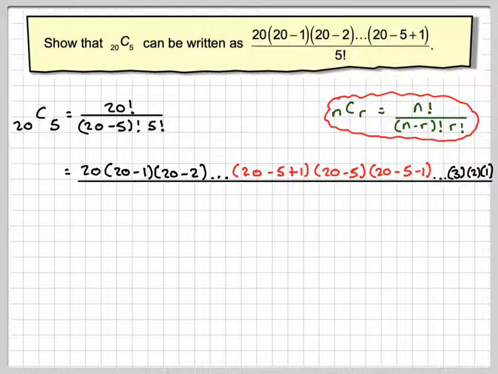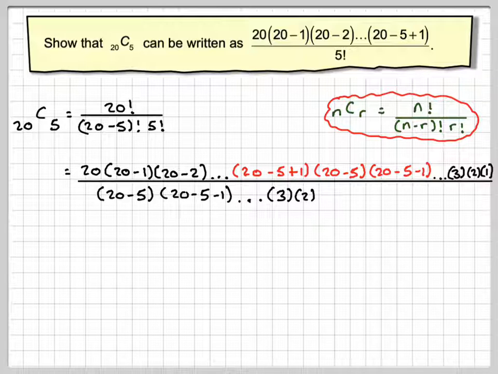Now that's going to be divided by n minus r, so it's going to be 20 minus 5 times 20 minus 5 minus 1, i.e. that one. And that will carry on up until we get to 3 times 2 times 1. And then also we got the 5 factorial from there. Okay, so we can do a little bit of cancelling now. These two will cancel. These two will cancel. And then the 3 and the 2 and the 1. And we'll be left with a 5 factorial.